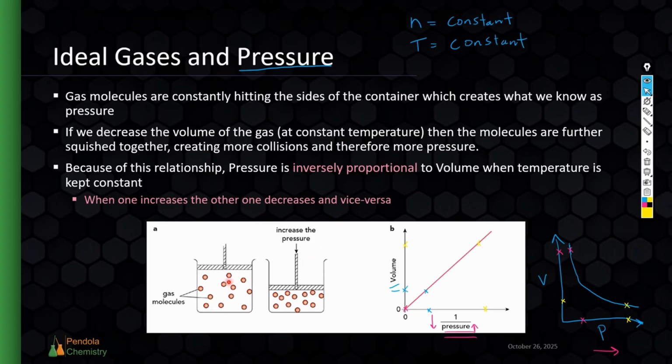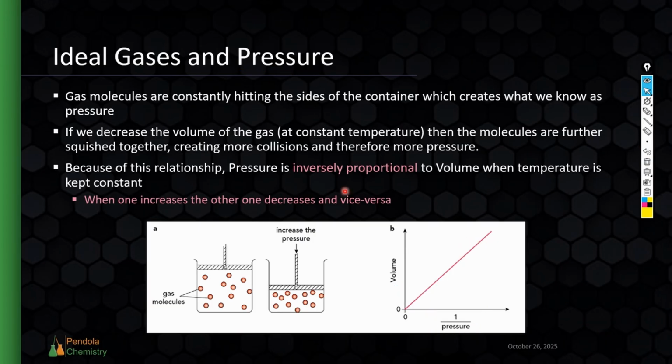You should be able to explain that as we decrease the volume, the molecules, which are constant, same number of molecules, are going to bounce against the sides of the container more often. There are more collisions, which creates more pressure. So as volume decreases, pressure is increased because there are more collisions against the sides of the container. So that's the first relationship. Pressure and volume have an inverse relationship.